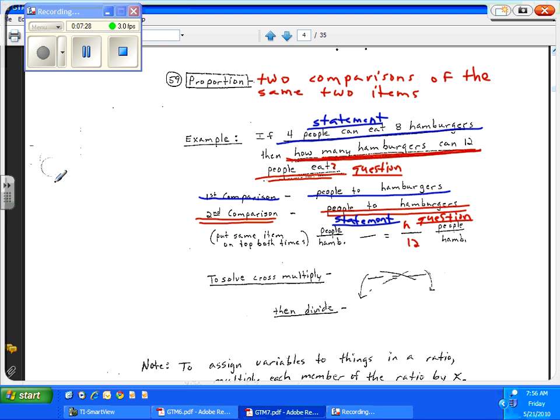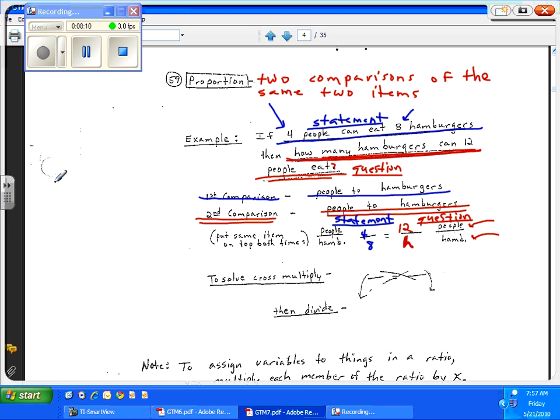And then we go back to the statement. In the question, how many people was 12, sorry. In the question, how many hamburgers, we don't know, H. Since the question is people to hamburgers, we make the statement be people to hamburgers. So people was 4, hamburgers was 8, and we get a proportion: 4 over 8 equals 12 over H.